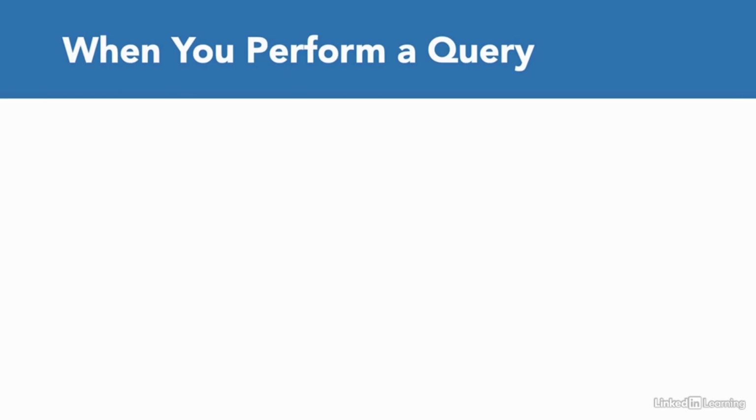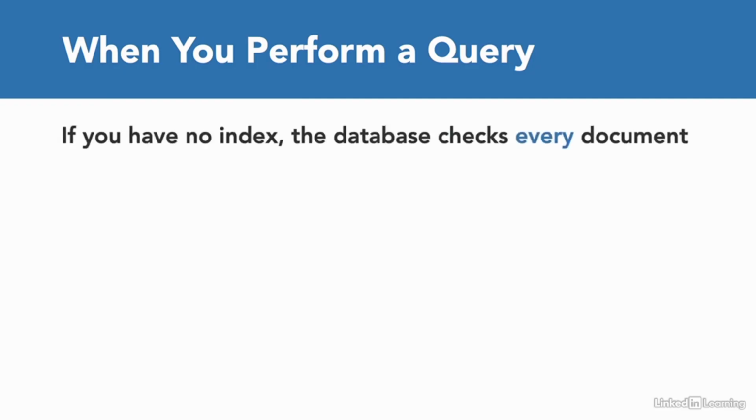Indexes work in a similar way in databases. When you perform a query on your database, the operation needs to find the data you are looking for. If you haven't defined an index, the database needs to check every document in the collection you are querying to see if it matches the query statement, which is also called the query predicate. This is called a collection scan and is very inefficient.